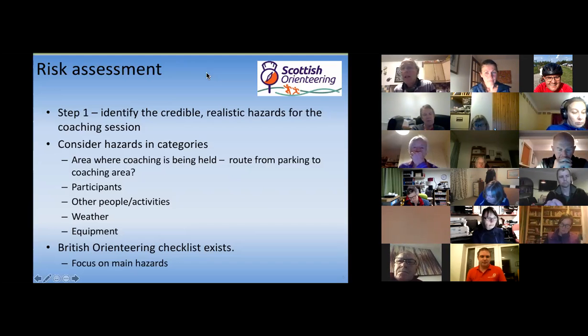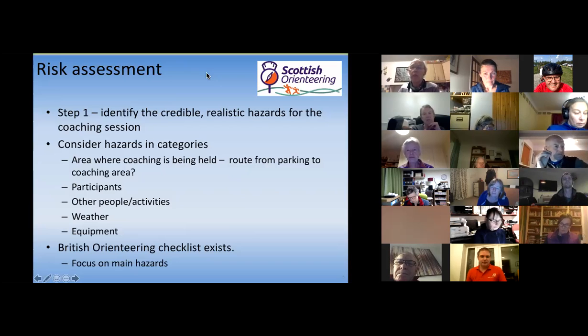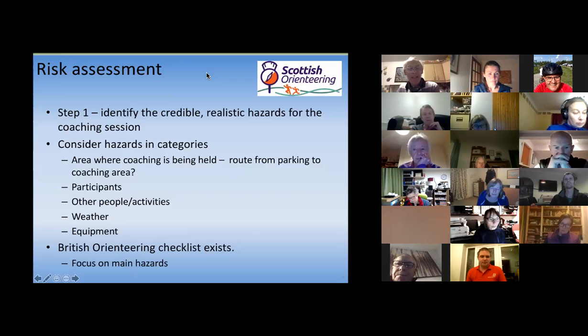What's the weather? How's it going to change? Is there going to be a storm? Are you going to find that the wind gets too high? The wind is forecast to get up to 50 miles an hour. Do you really want to be in the forest? Equipment. I think the equipment side is generally lower hazard, but it again depends how you're running it.